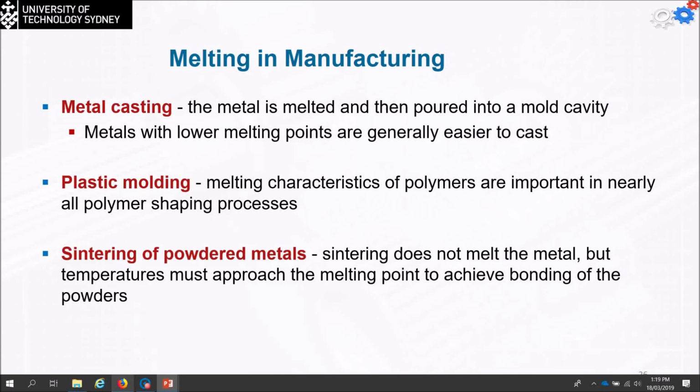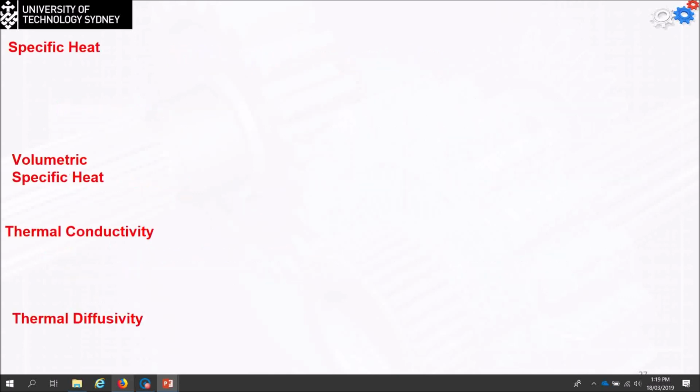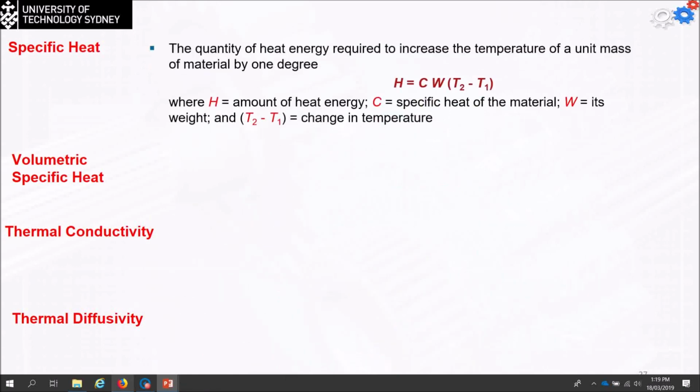So other terms like the specific heat, the volumetric specific heat, the thermal conductivity, and the thermal diffusivity are going to be given next. Specific heat is the quantity of heat energy required to increase the temperature of a unit mass of the material by 1 degree. For example, how much heat I would need to add to increase the temperature of a small cubic piece of metal by 1 degree is going to be called the specific heat.